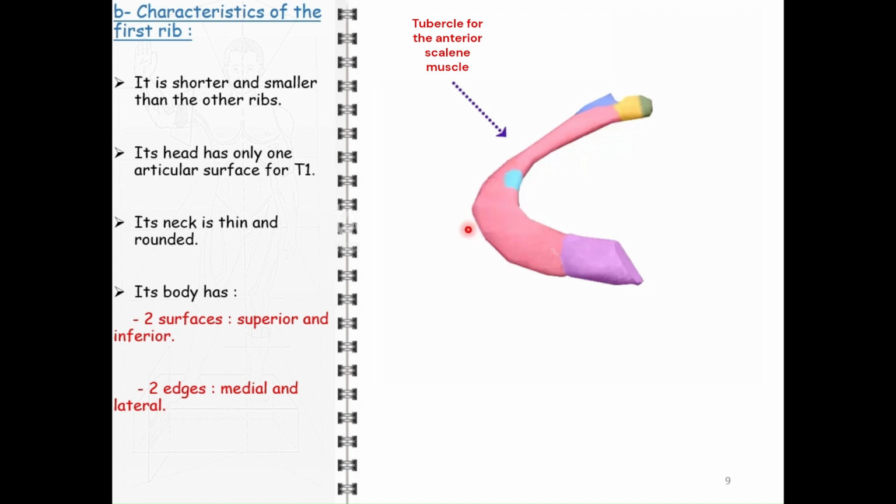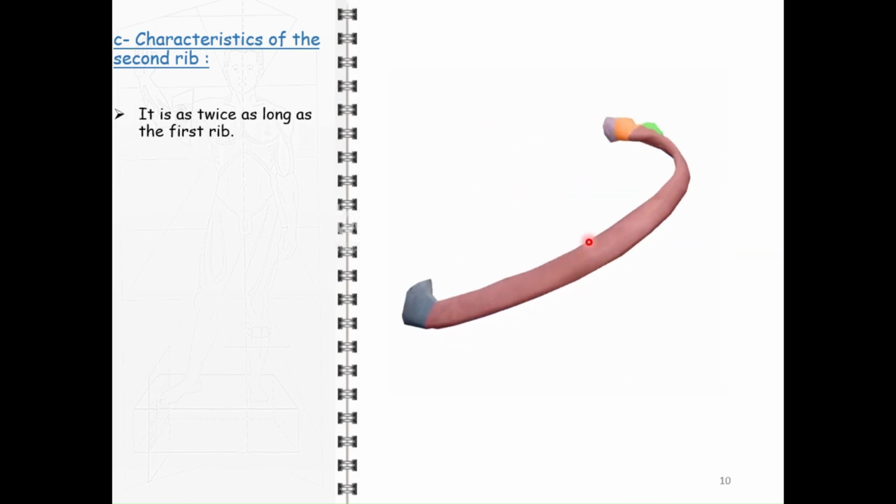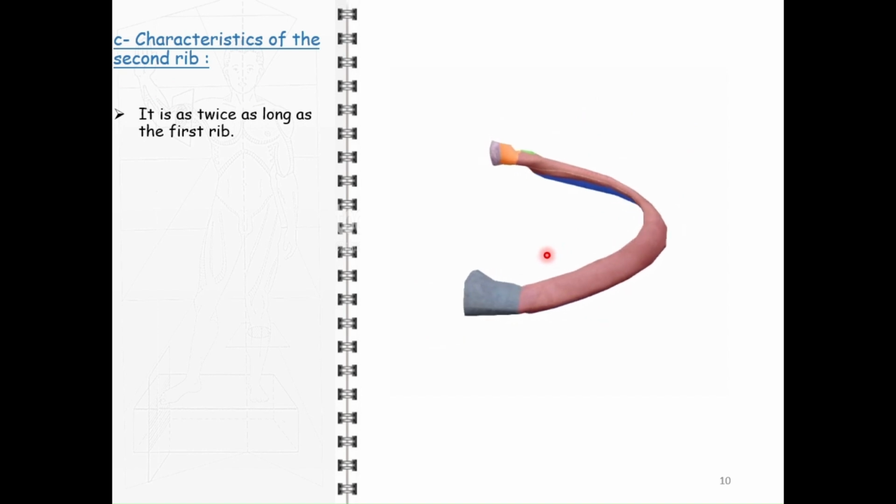The first rib provides insertion for the muscles posterior superior serratus, middle scalene, anterior serratus, and subclavius. The second rib is twice as long as the first rib. It provides insertion for the muscles posterior scalene, anterior serratus, and posterior superior serratus.